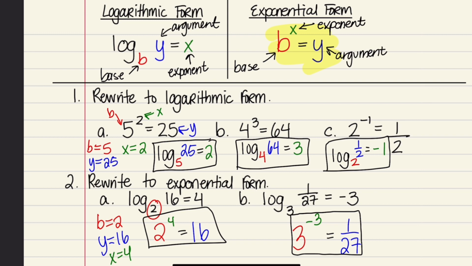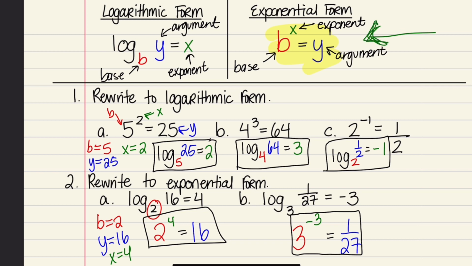Here's the answer to part B. 3 to the negative 3 equals 1 over 27. Our base is 3. Our argument is 1 over 27. And the exponent was negative 3. We put b, y, and x in their respective places based on the form of exponential we have up here.